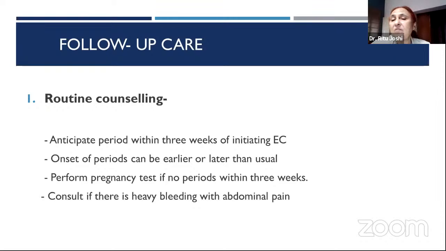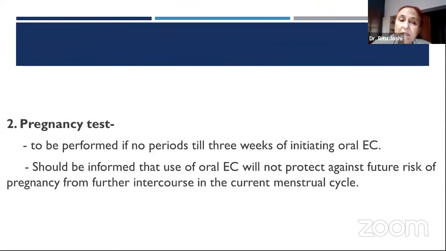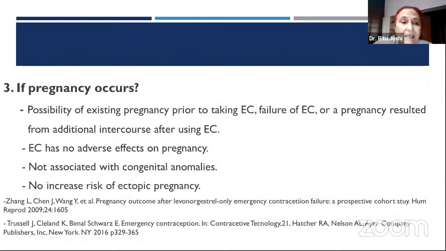Anticipate the period within 3 weeks of EC initiation, then perform the pregnancy test if it does not come within 3 weeks, and consult if there is heavy bleeding with abdominal pain, suspecting it to be ectopic pregnancy. So a pregnancy test should also be performed if there are no periods till 3 weeks, and patients should be informed that use of oral ECs will not protect against future risk of pregnancy from further intercourse in the current menstrual cycle.